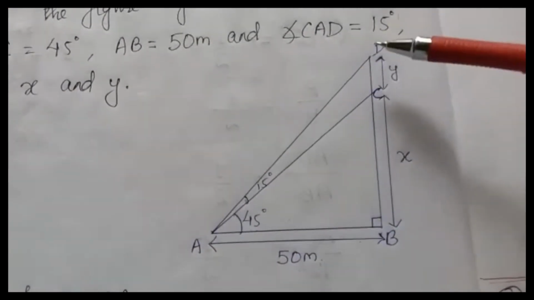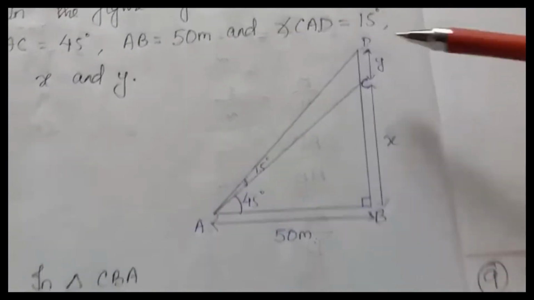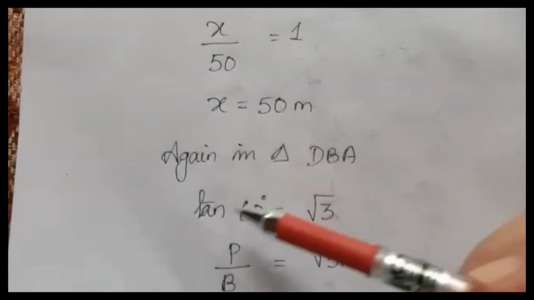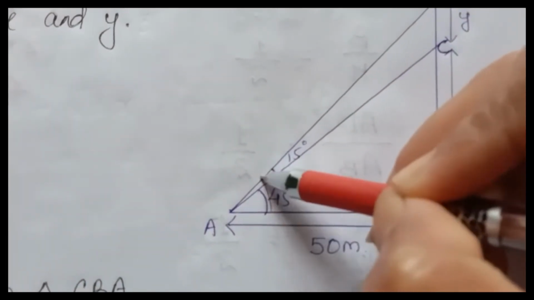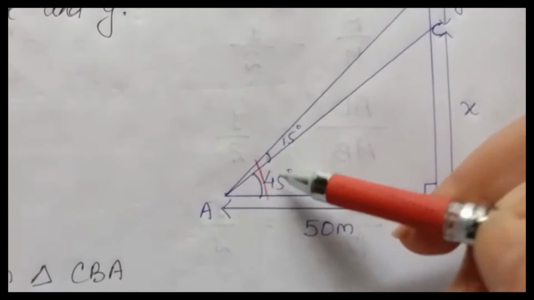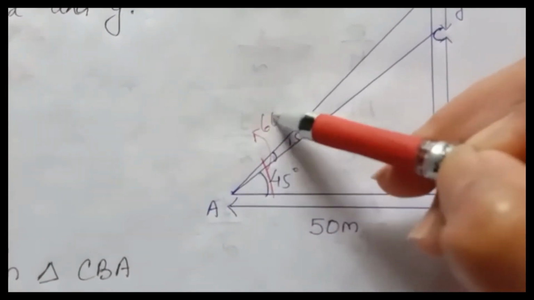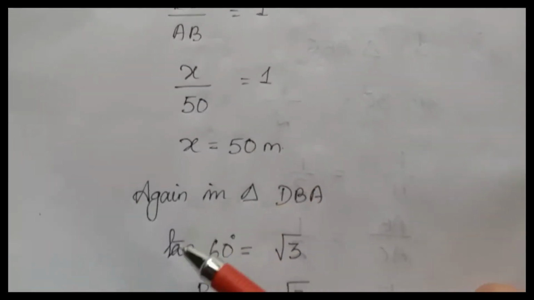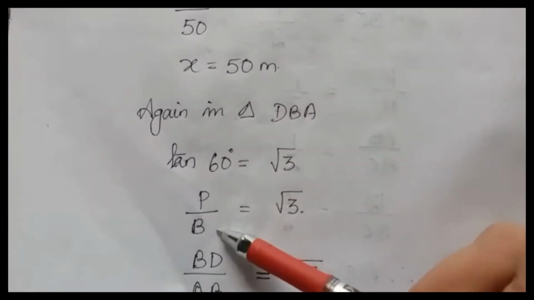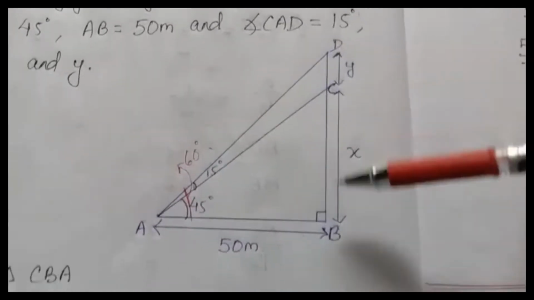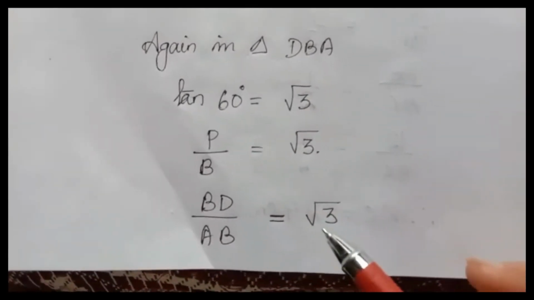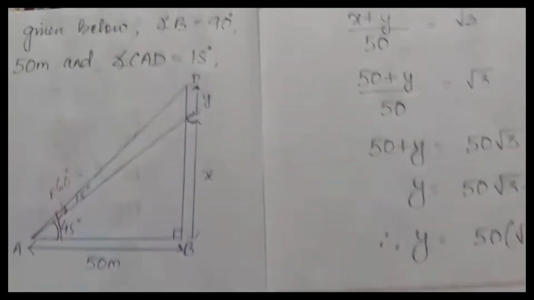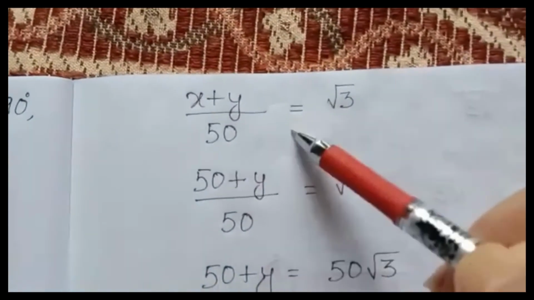Now we have to use this greater triangle DBA to find y. So in triangle DBA, we use tan 60, because this total angle, this is the value of theta for that greater triangle. So 15 plus 45, this angle is 60 degrees. Tan 60 is √3, tan theta equals perpendicular by base. Now perpendicular is DB or BD, and the base is AB, equal to √3. Now perpendicular is x plus y and base is 50.